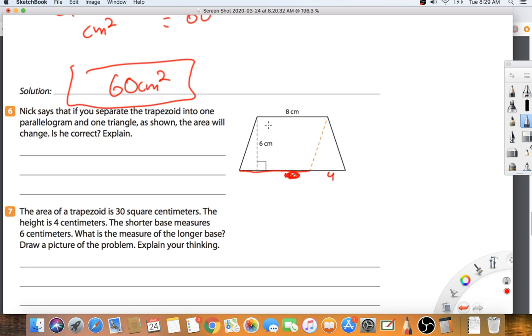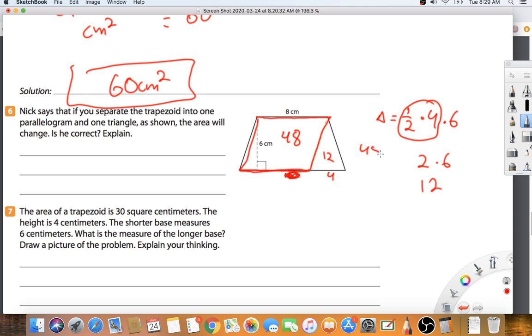Now, for the parallelogram, it is base times height, so it's 8 times 6. And that would give us 48. Now my triangle, my base of my triangle is 4, and my height is 6. So for my triangle, my area would be 1/2 times base times height. Half of 4 is 2. 2 times 6 is 12. So my areas are 12 and 48.